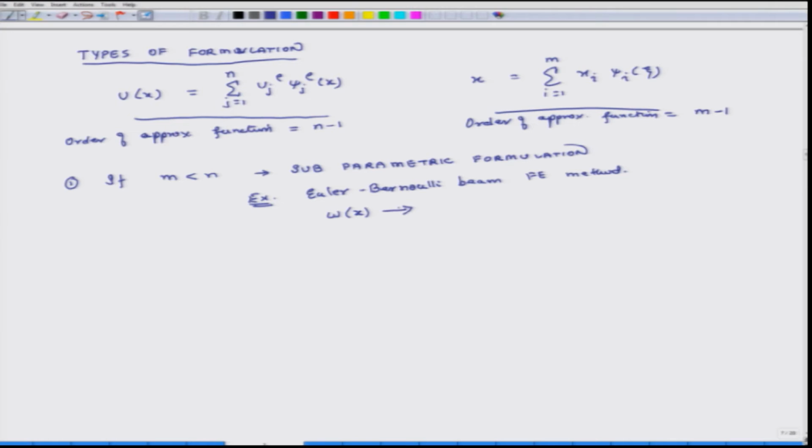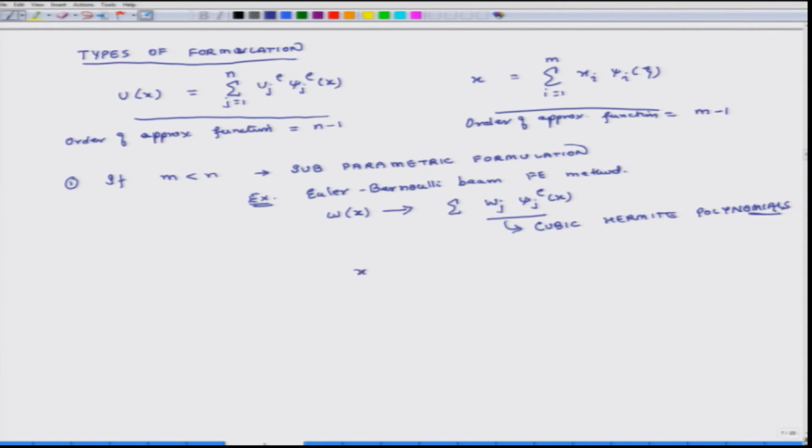There W was nothing but the summation of W_j psi_j^e(x), and these were cubic Hermite polynomials. So W was a cubic function. In W we had psi_j's which were cubic functions. Please go and check that. They were cubic functions, right?